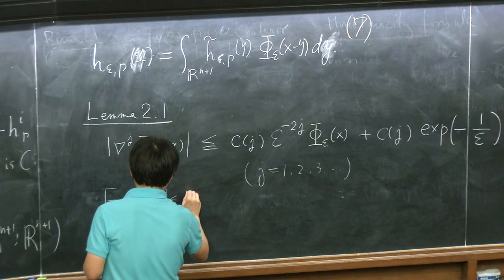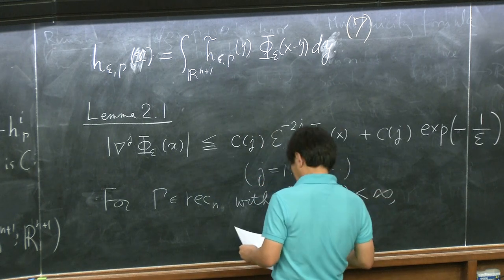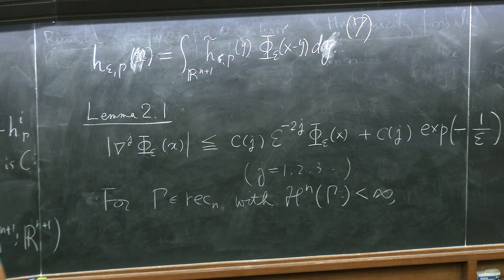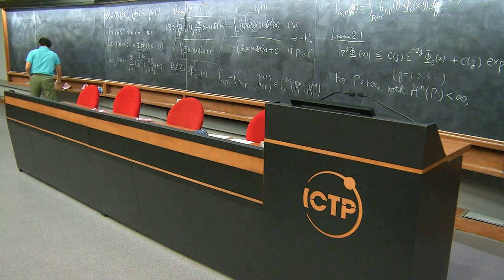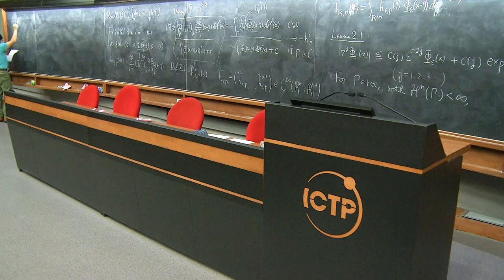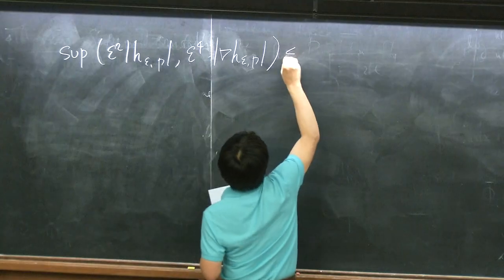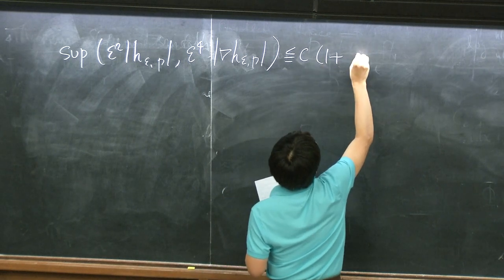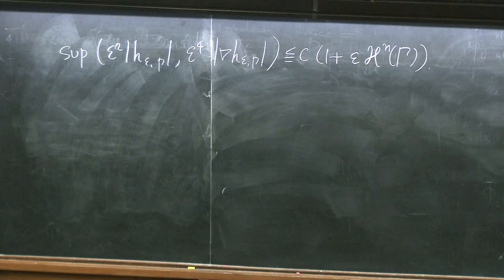Using this, you can show the following. For a rectifiable gamma with finite measure, this approximate mean curvature behaves as follows. The sup of epsilon squared times the approximate mean curvature, and also epsilon to the fourth times the derivative of the approximate mean curvature, is bounded by a constant depending on the dimension times 1 plus epsilon times the measure. I'd like to number this 8.